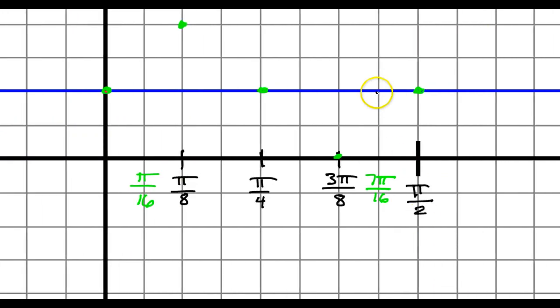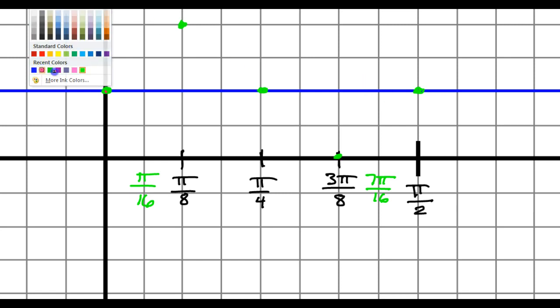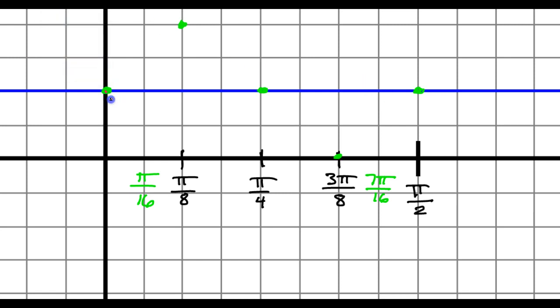Okay, so actually we're going to have to move each one of these points over this much, which is 7 squares. Each square was pi over 16, and we did 7 of them. So 7 squares to the right. See if you can follow this. This first point is going to be moving from here all the way over to here. So this first point is ending up right here.